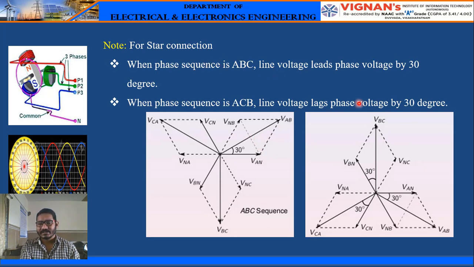Next one, ACB. ACB means if you take VAN as reference, next after 120 degrees VCN is coming.